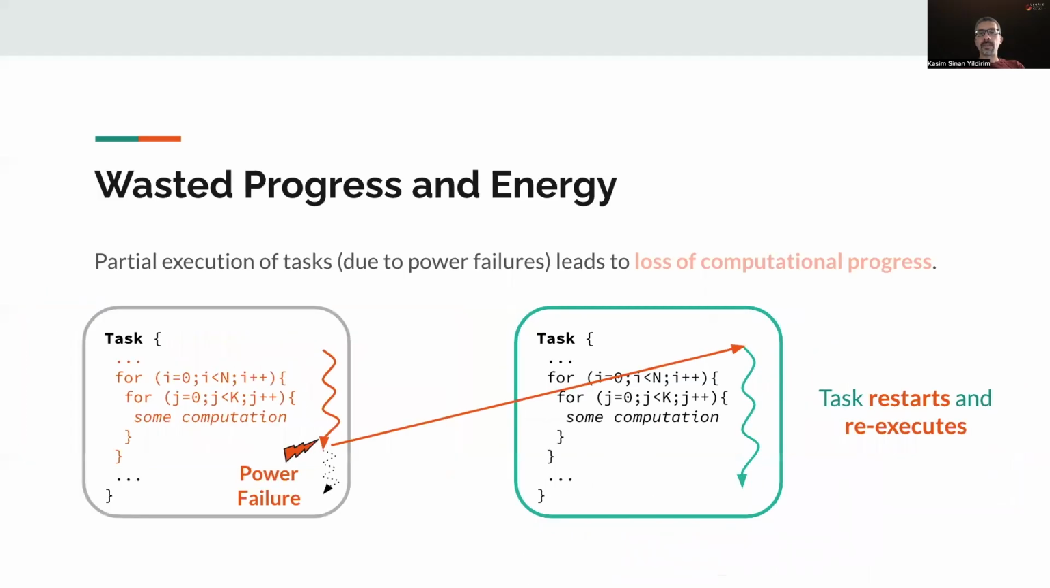The last issue is the partial execution of the tasks. Since tasks have all or nothing semantics, tasks lose their progress when a power failure happens, and this issue decreases the throughput and increases event response time.